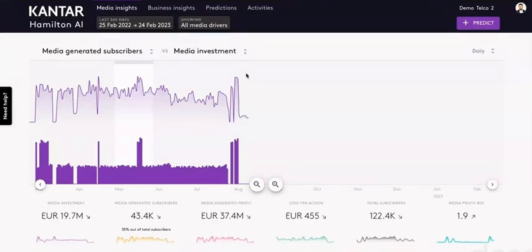The platform consists of four different modules. Media Insights looks at the historic development of paid media, unified across all online and offline channels in a very granular manner, where you are able to analyze individual publishers' performance and the different campaign types.